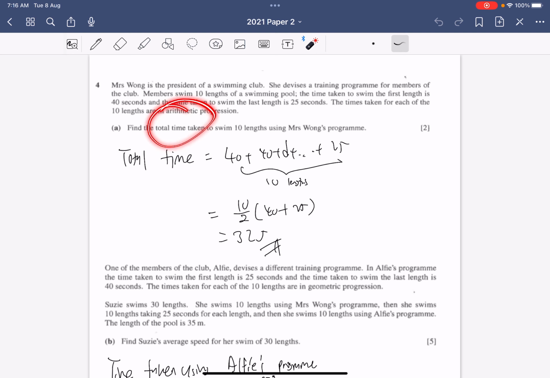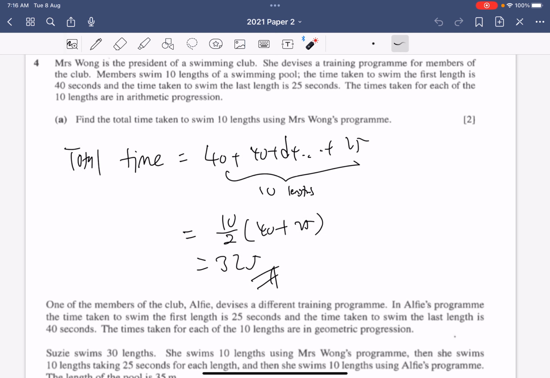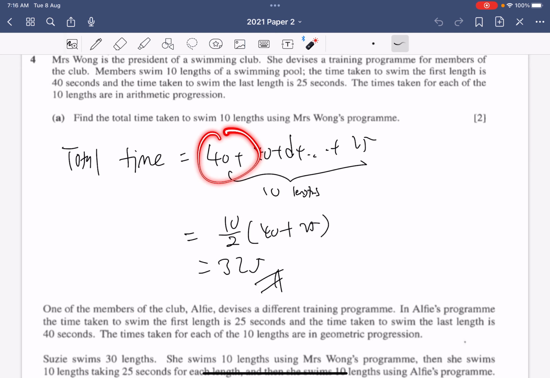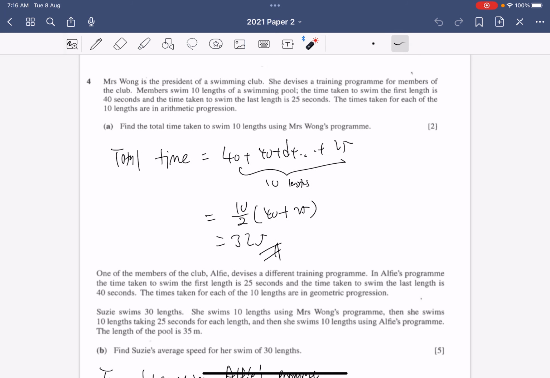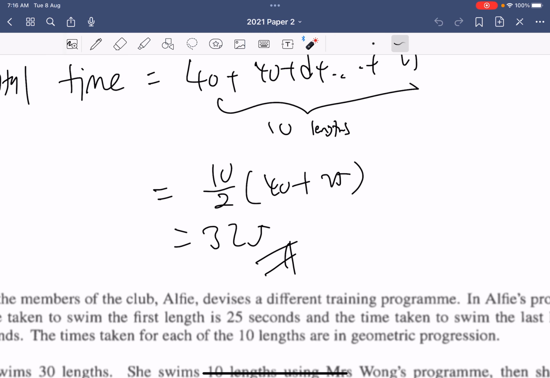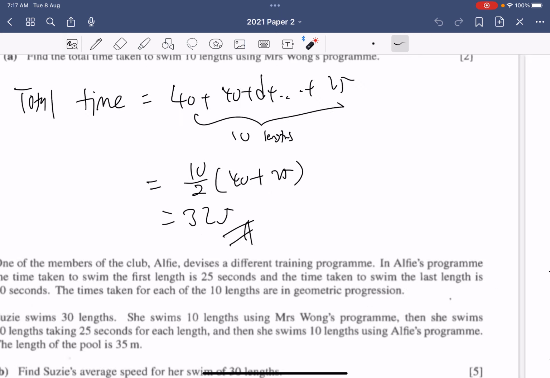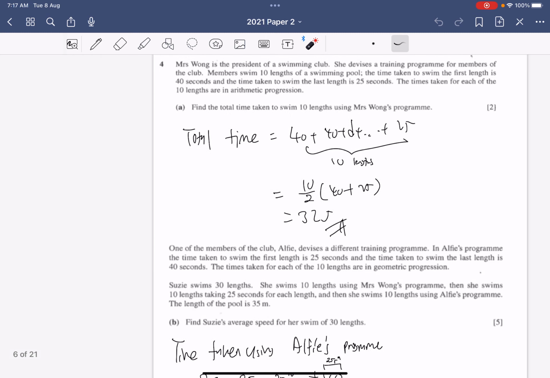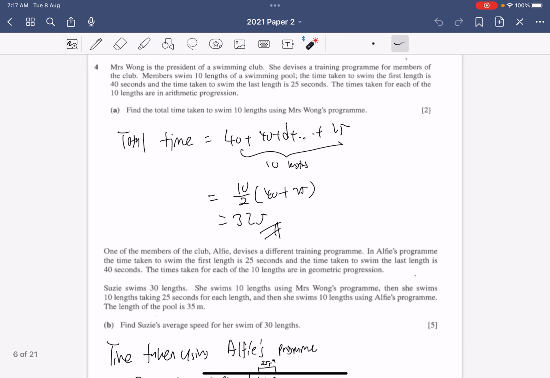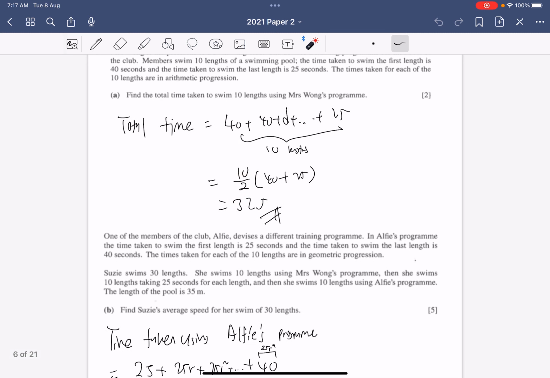The question now is to find the total time it takes. So it has to be 40 plus d, plus all the way to 25, and we have 10 terms. But in the arithmetic progression, it doesn't really matter what this d is, because we already know the formula is n over 2 times (first term plus last term). So you just take the number of terms divided by 2, times (first term plus last term). So it's 325.